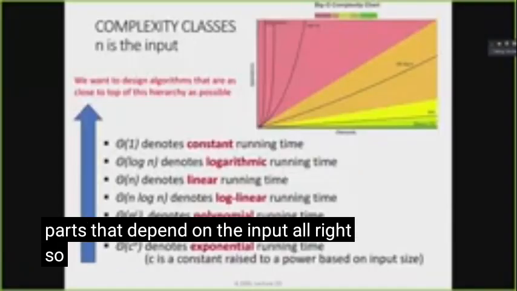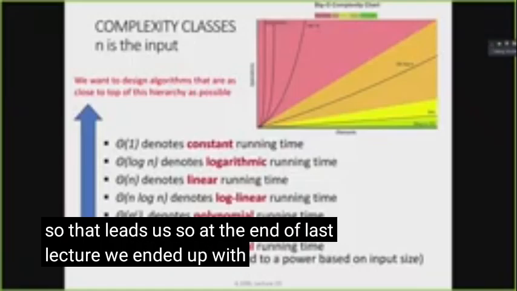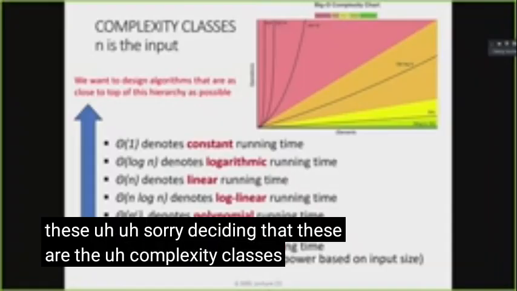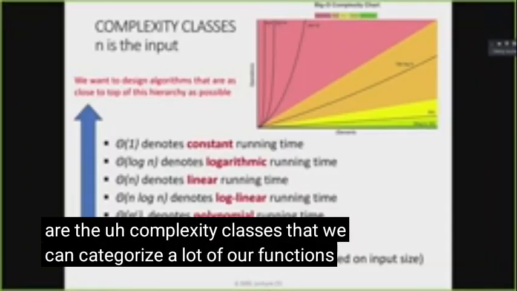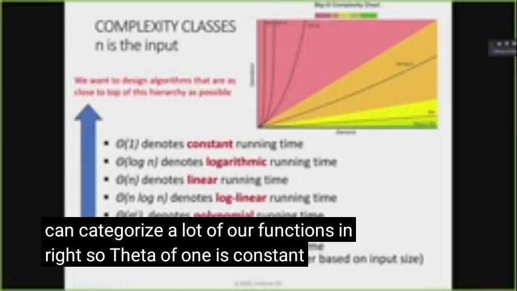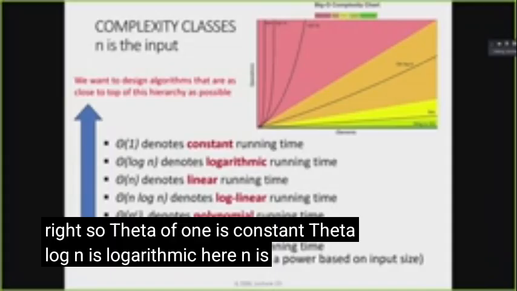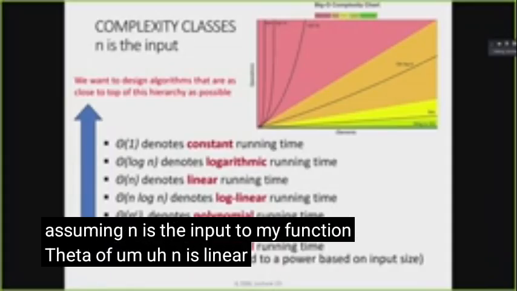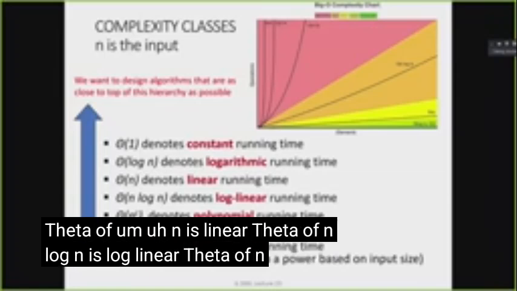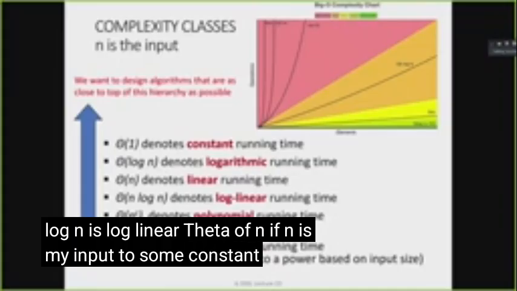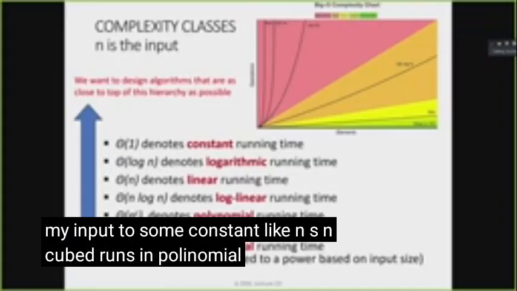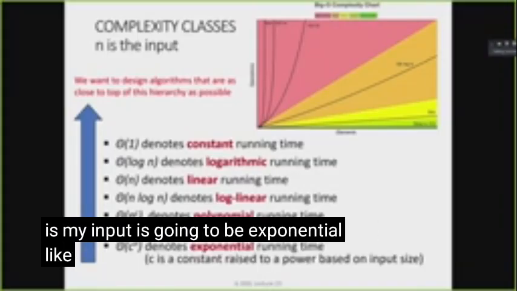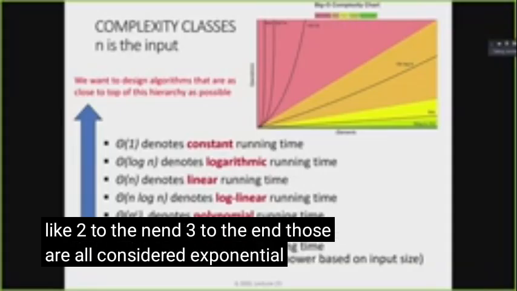All right. So at the end of last lecture, we ended up looking at these, deciding that these are the complexity classes that we can categorize a lot of our functions in, right? So theta of 1 is constant, theta of log n is logarithmic. Here n is, assuming n is the input to my function. Theta of n is linear, theta of n log n is log linear. Theta of n to some constant, like n squared, n cubed, runs in polynomial time. And then theta of some constant to the n, where n is my input, is going to be exponential, like 2 to the n, 3 to the n. Those are all considered exponential time algorithms.